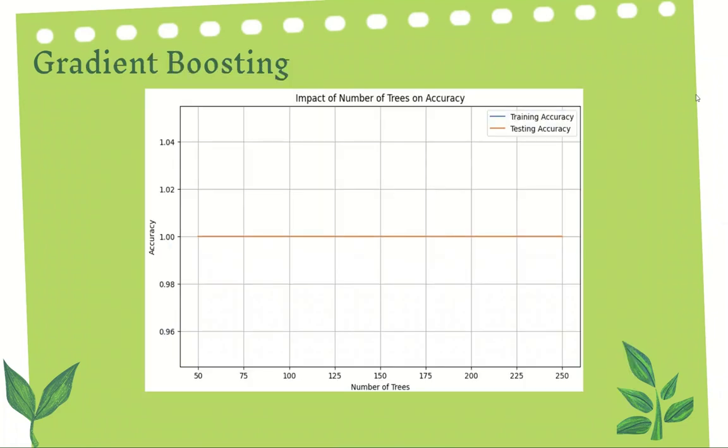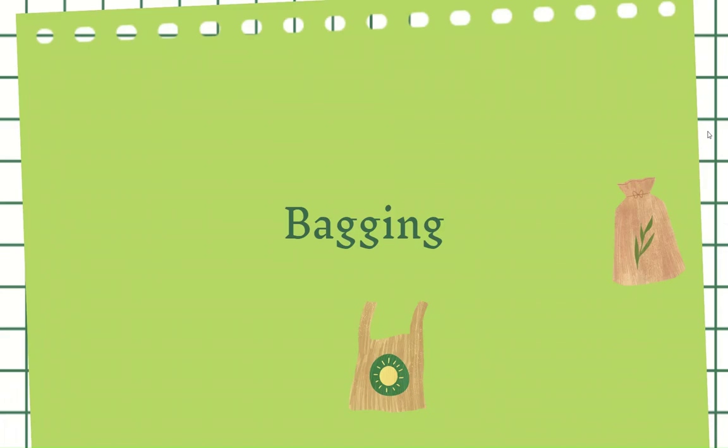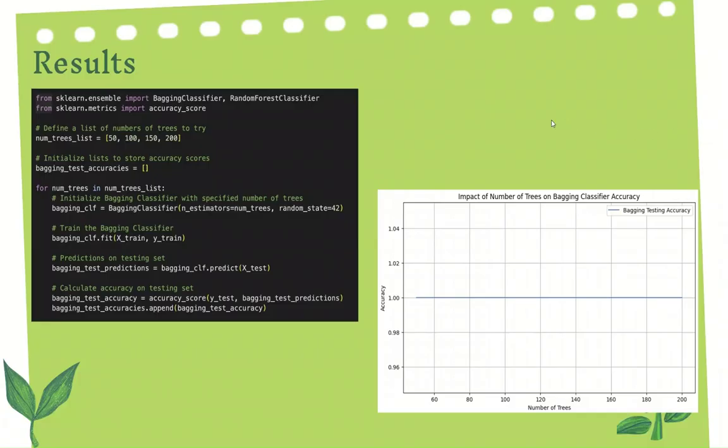The next step was to use gradient boosting to see how an increased number of decision trees would affect our predictions, and we can see that our model remained fairly accurate by increasing the number of trees. Similarly, when we performed bagging, we used a range of trees from 50 to 200, and we can see that our testing data set remained accurate even with an increased number of trees using the bagging method.